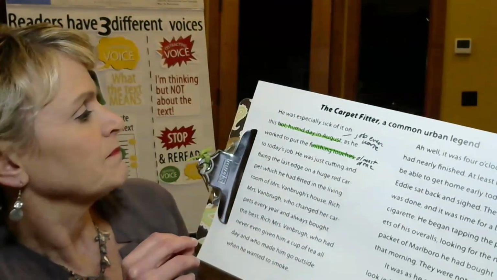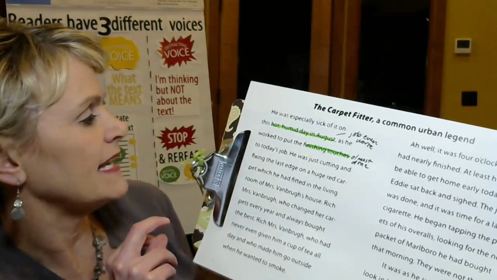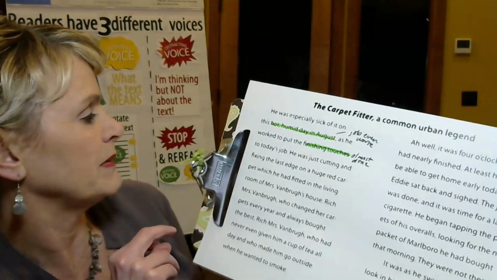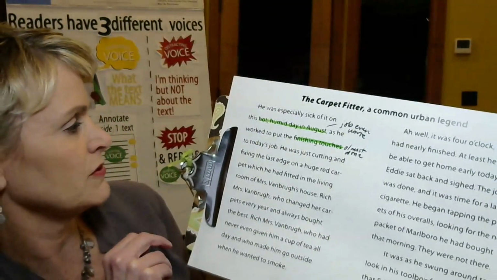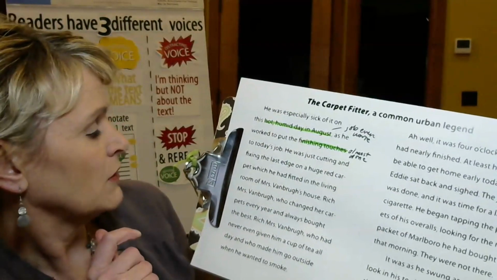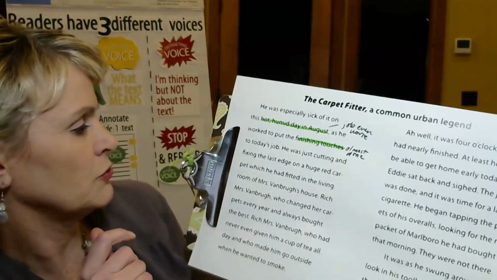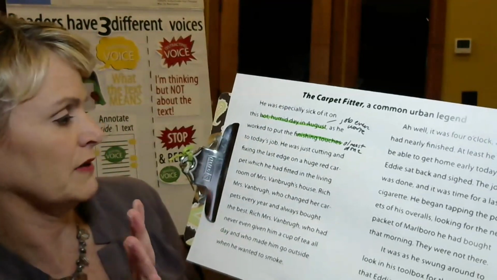All right, here we go. He was just cutting and fixing the last edge on a huge red carpet, which he had fitted in the living room of Mrs. Vanbruff's house. Okay. Rich Mrs. Vanbruff, who changed her carpets every year. Okay, wait a minute. I'm having a thought.